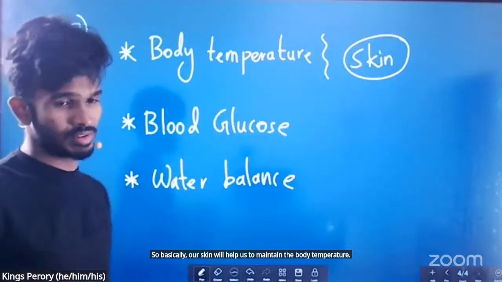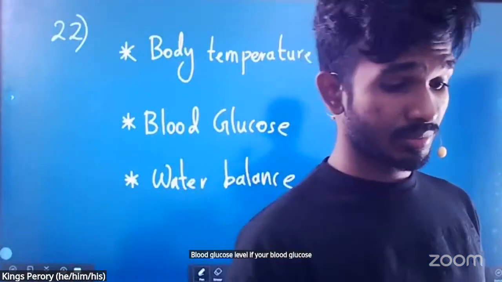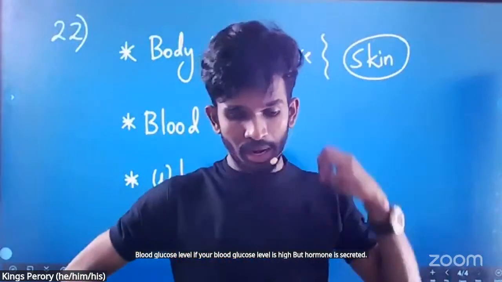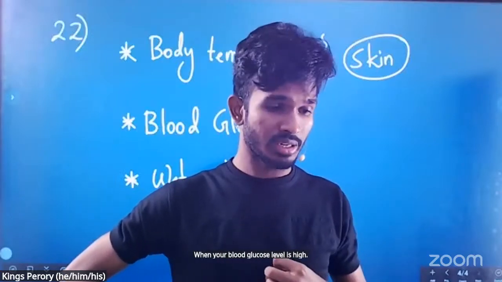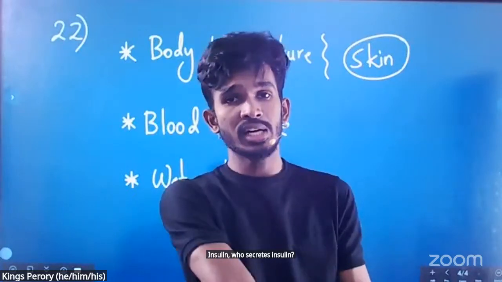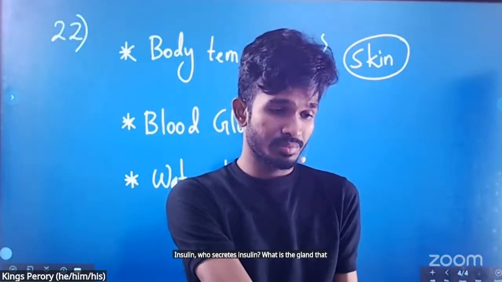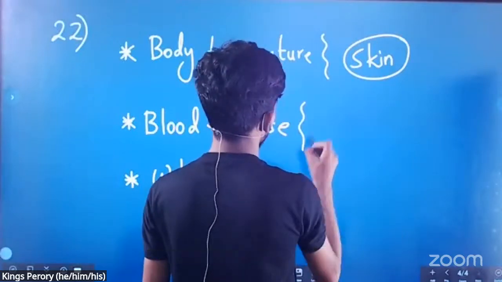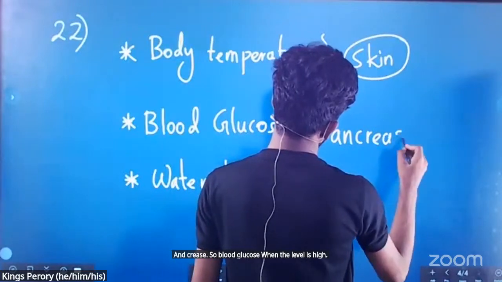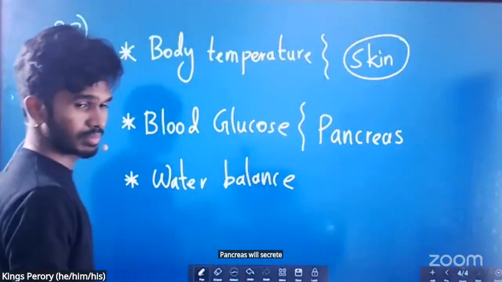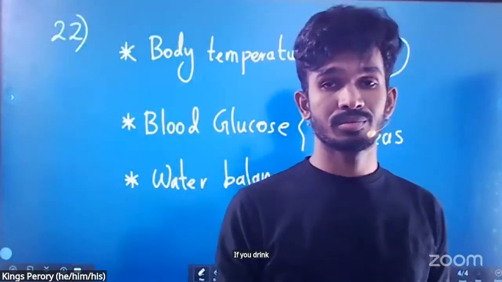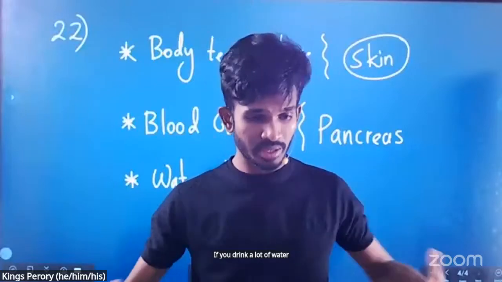Blood glucose level. When your blood glucose level is high, what hormone is secreted? Insulin. What is the gland that secretes insulin? Pancreas. So when the blood glucose level is high, pancreas will secrete insulin. Water balance. If you drink a lot of water, what will our kidney do?